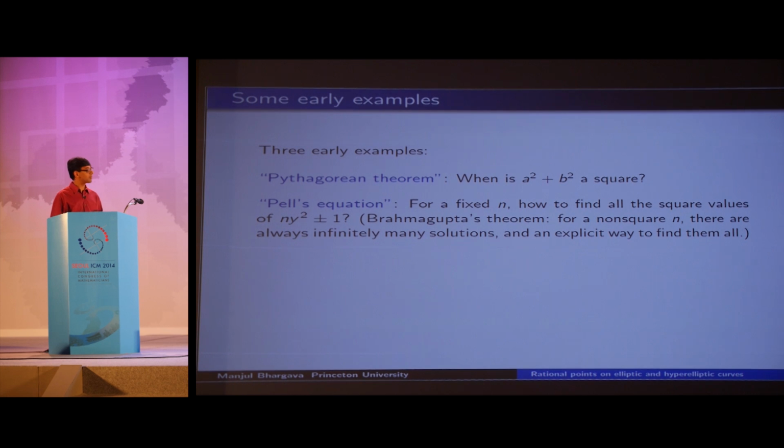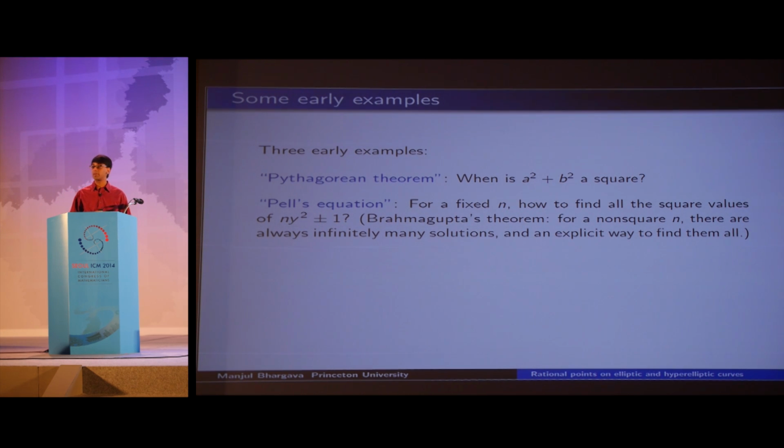And so there's a theorem, it goes back to Brahmagupta, in the year 600, which is that if you have a non-square integer n, then there are always infinitely many solutions. In other words, there are always infinitely many values of y such that n y squared plus or minus 1 is a square. And Brahmagupta gave an explicit way to find them all.